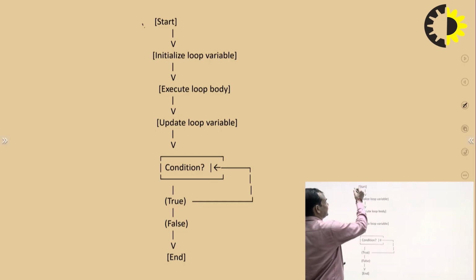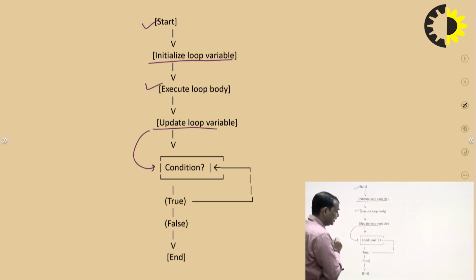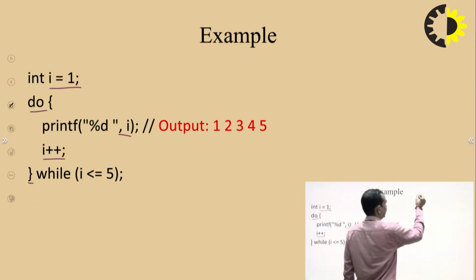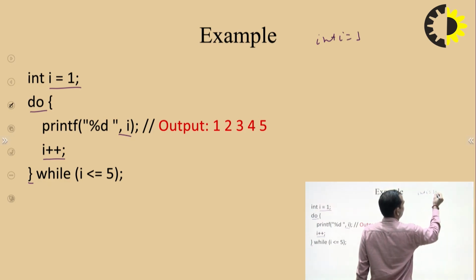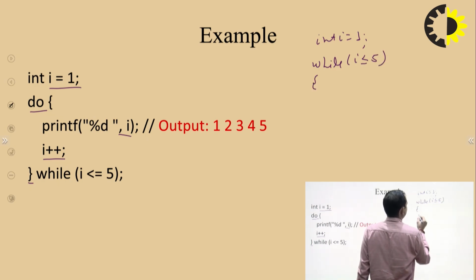Same with the flow chart: firstly we start, then initialize the loop variable, execute the body, then update the loop variable, then use the condition. If the condition is true, it goes inside again, if the condition is false, it comes outside and ends. Simply we write here int I equal to 1, do print I plus plus, while, as we did in the while loop, we initialize int I equal to 1, then apply while I is less than or equal to, suppose, 5.